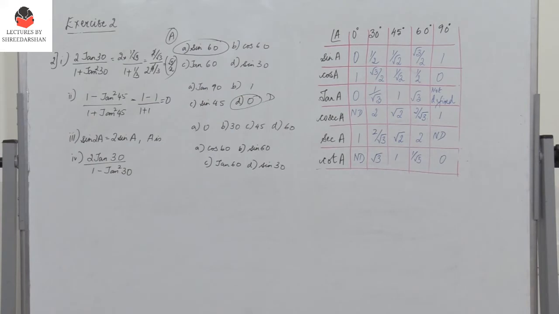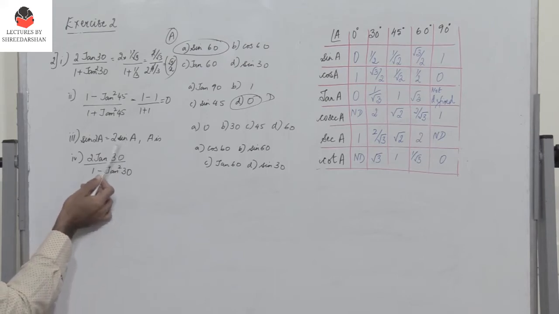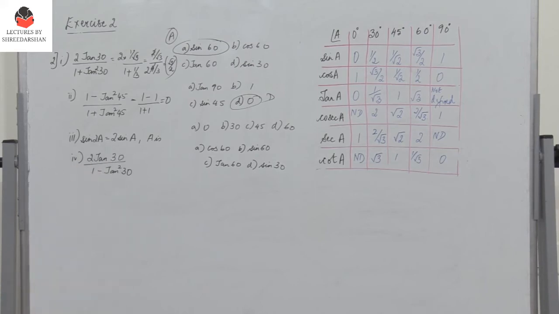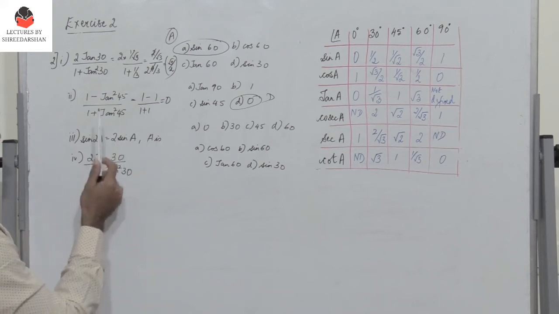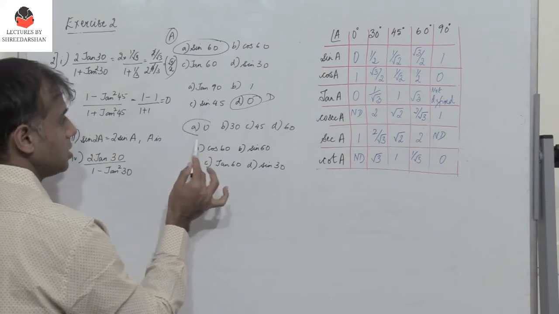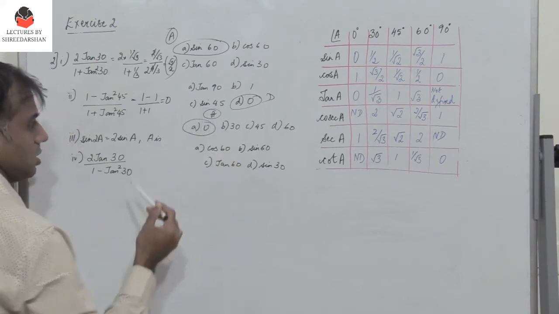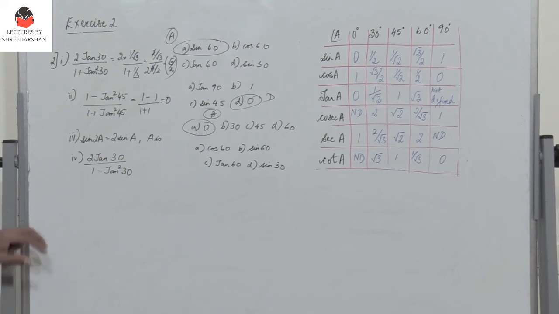Next, sine 2a is equal to 2 sine a. So what could be the option? I need to find an angle such that sine 2a is 2 sine a. For all the other cases, it is not equal except for a equal to 0. If a is 0, 2a is also 0, isn't it? So sine 2a is 0, sine a is 0, so 0 into 2 is also 0 here. So the only option is 0. So the answer is A.